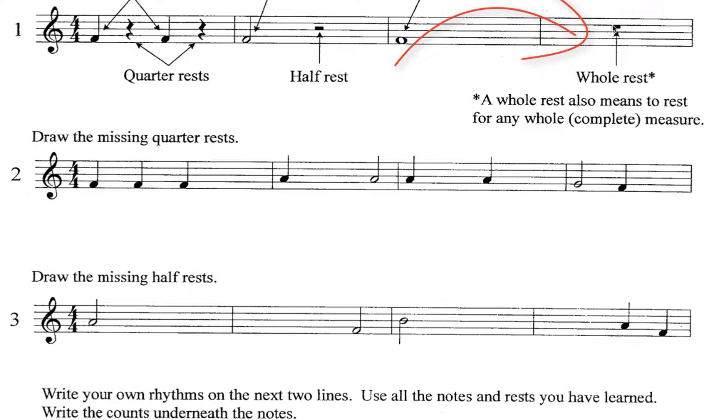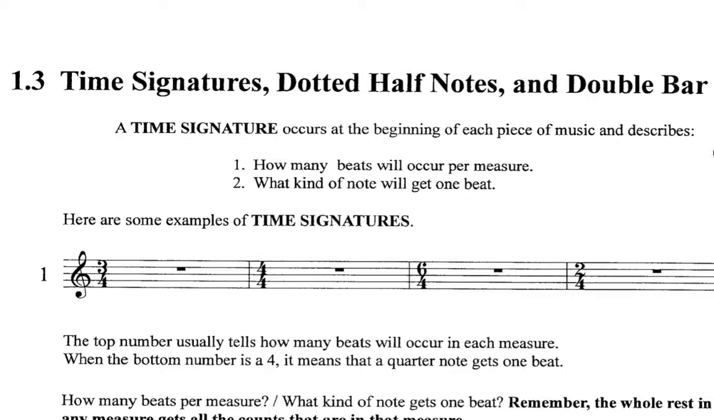Whole rests hang from the line. Half rests stand on top of the line. Half rests are 2 beats. Whole rests are 4 beats. Time signatures, dotted half notes, and double bar lines.